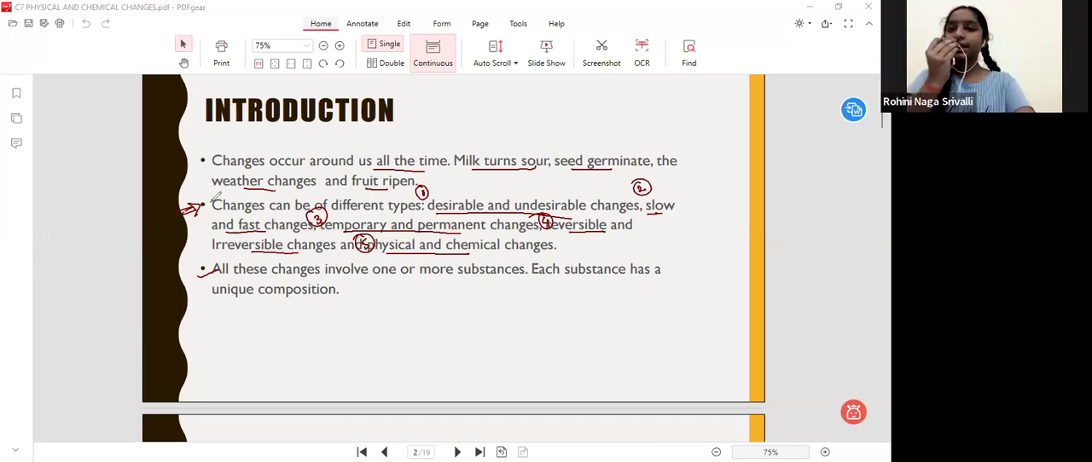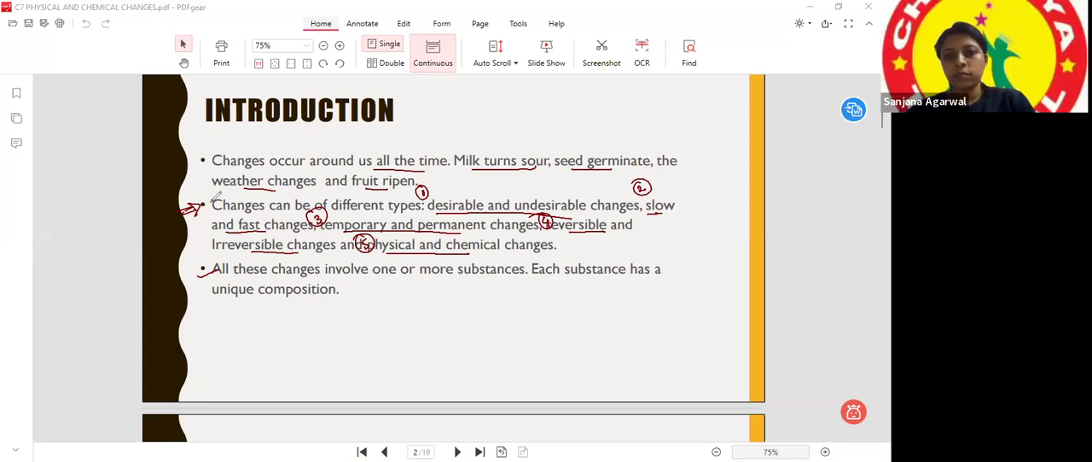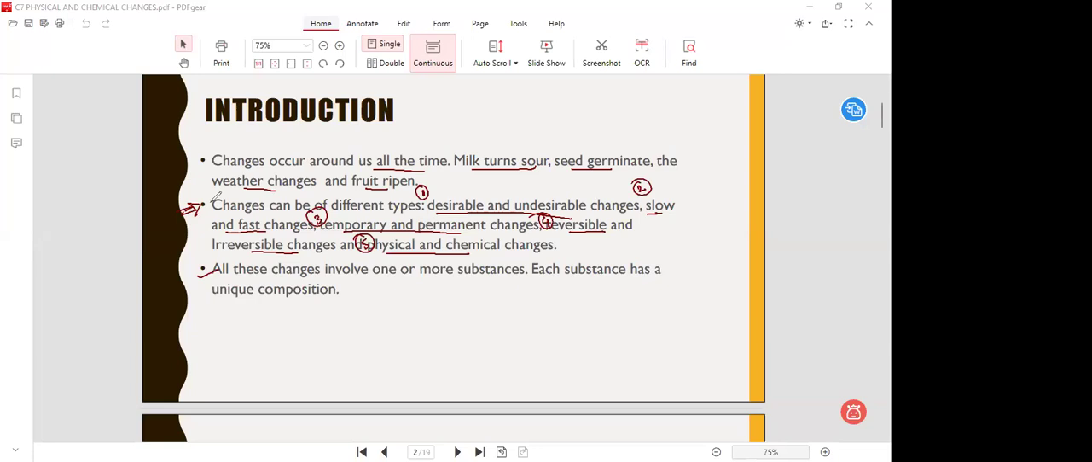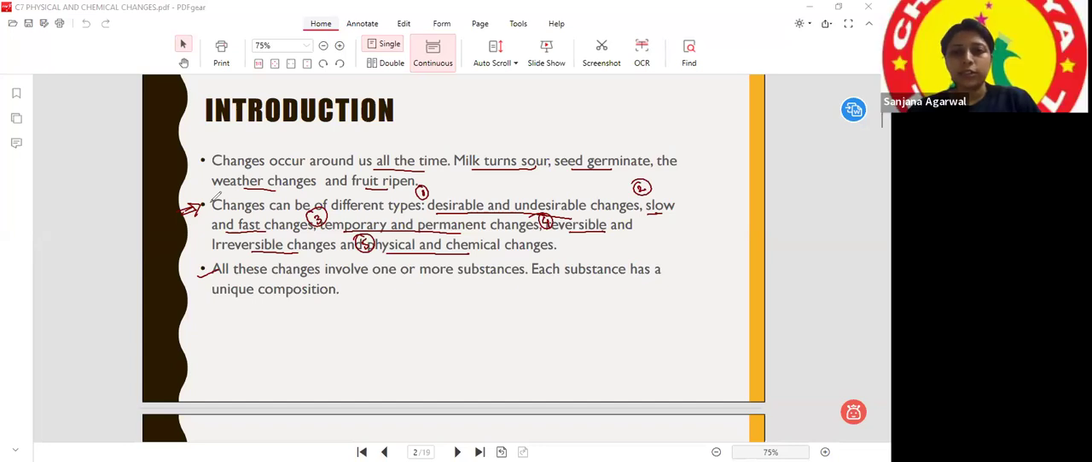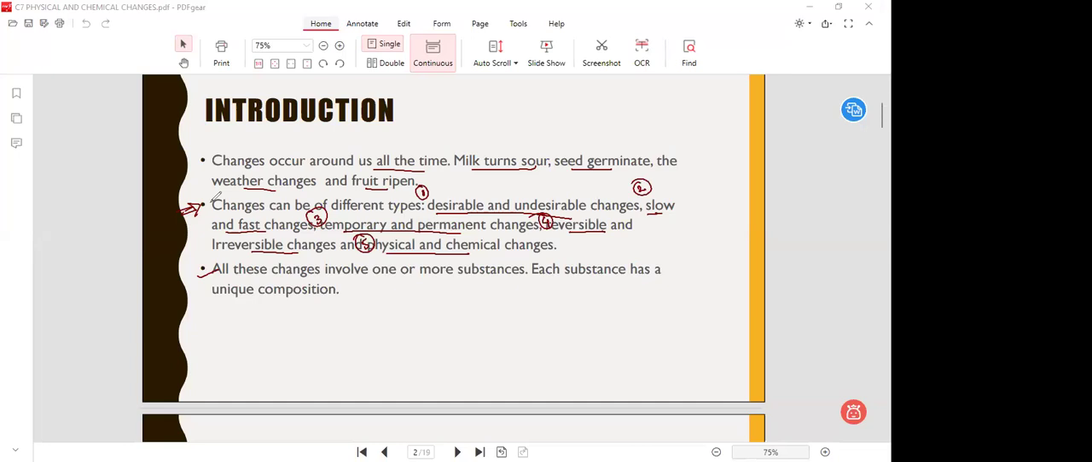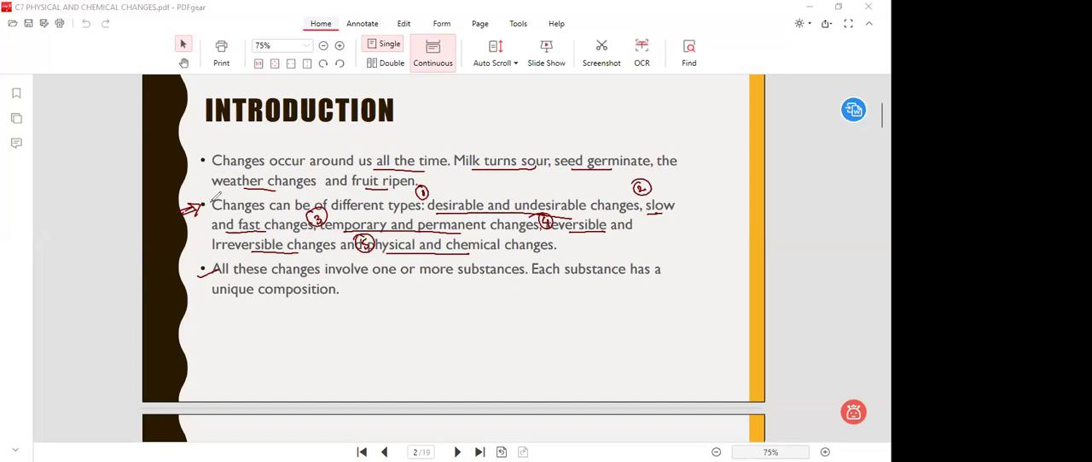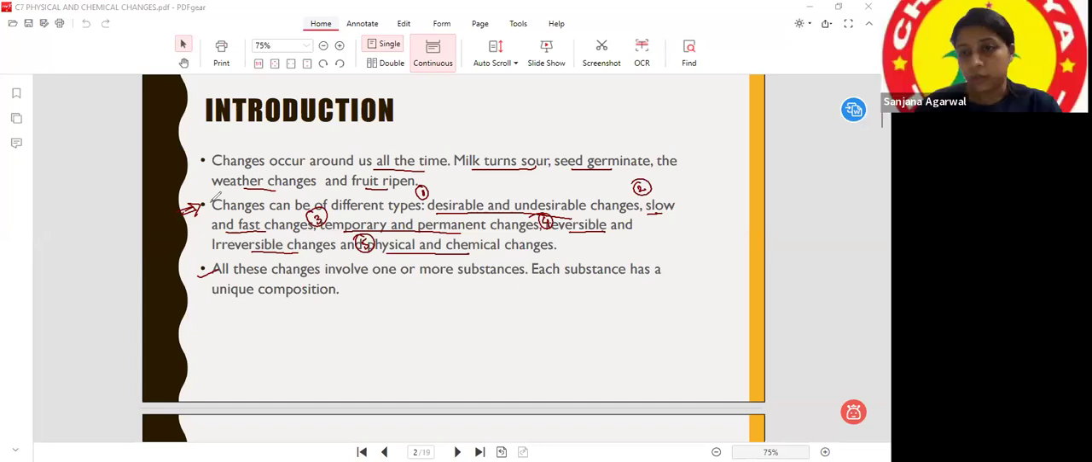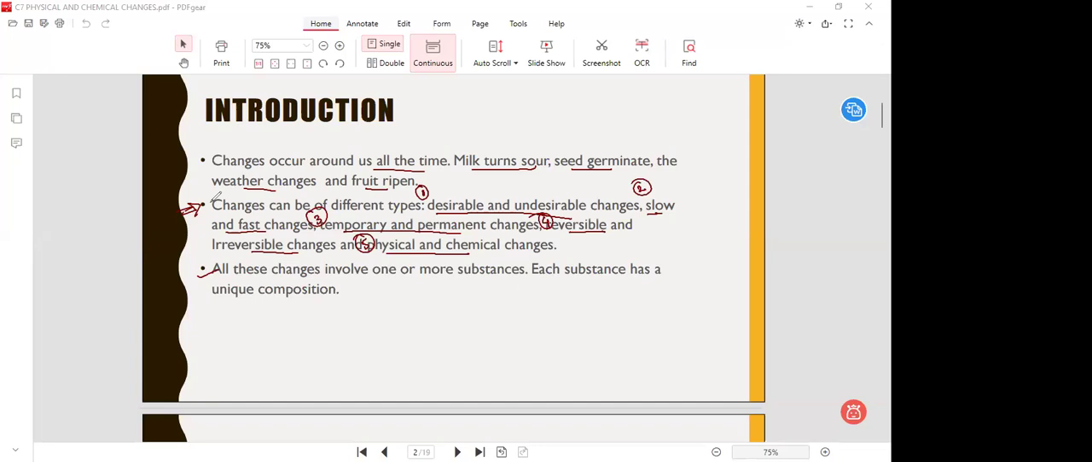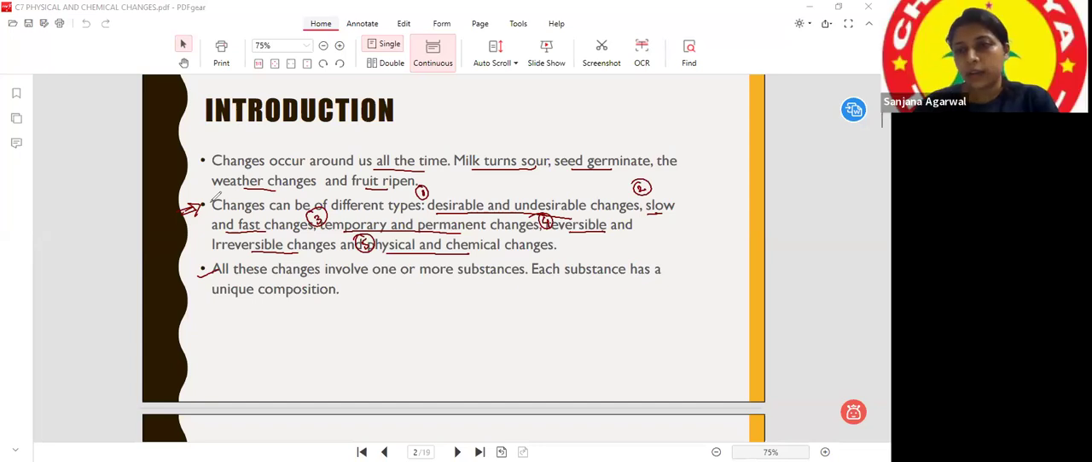Ma'am, can you give examples for desirable and undesirable changes? Can anyone of you think of an example of desirable and undesirable change? Many changes are desirable. Is it milk changing into curd? Yes, we desire it because curd has different good properties.